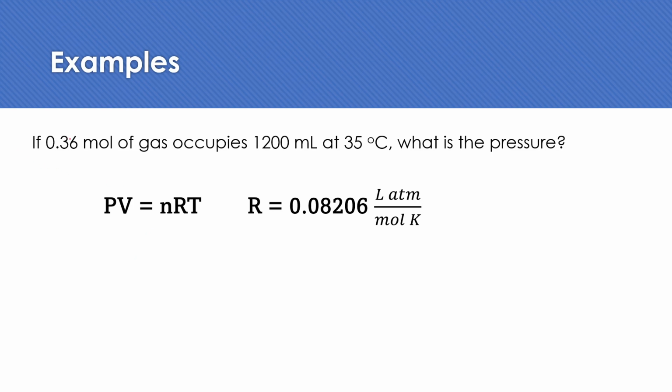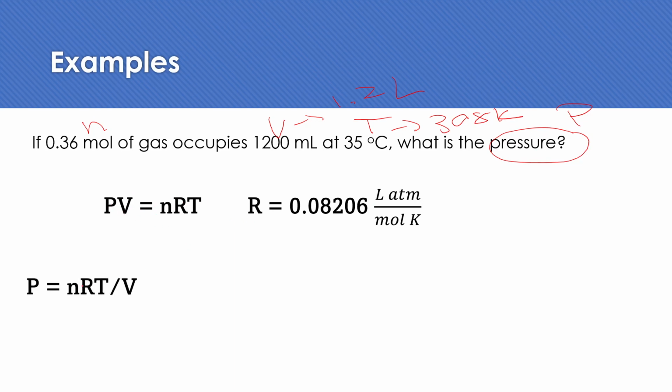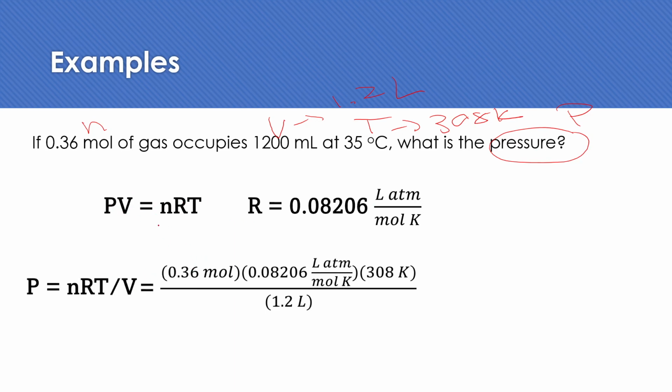If 0.36 moles of gas, so there's moles, occupies 1,200 milliliters, so there's volume, but I need to convert to liters, at 35 degrees Celsius, so that's temperature, and I need to turn that to Kelvin, what is the pressure? So I'm looking for P. Rearranging for pressure, pressure is equal to nRT over V. Just plug all those in, 0.36 moles, R, the temperature 308, and the volume of 1.2 liters. Moles cancel, liters cancel, Kelvin cancels, and you get 7.58 atmospheres.